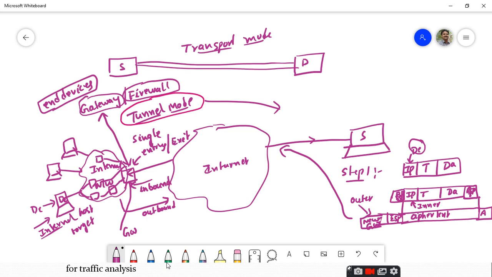Listen carefully to what I am telling. This is very important. Whatever you have will be delivered here, and this new IP packet has the gateway address plus the routing information also. So within the internet, it takes different routes and reaches the firewall, and for the entire routing up to this gateway, it is going to use the outer IP header only.